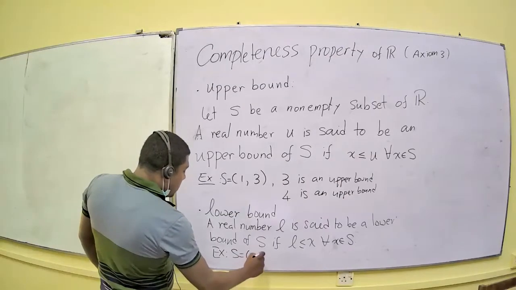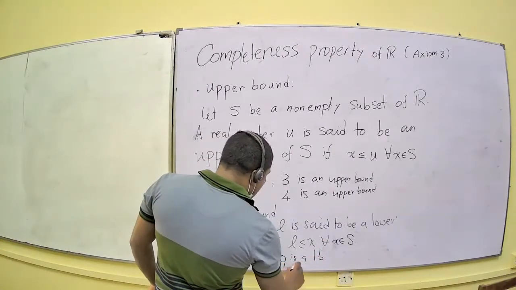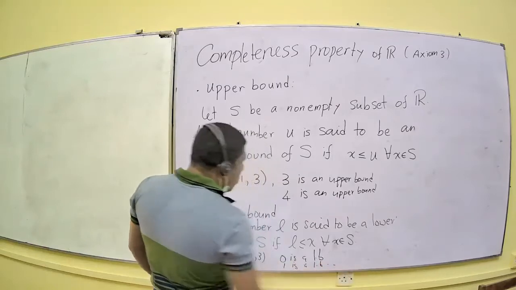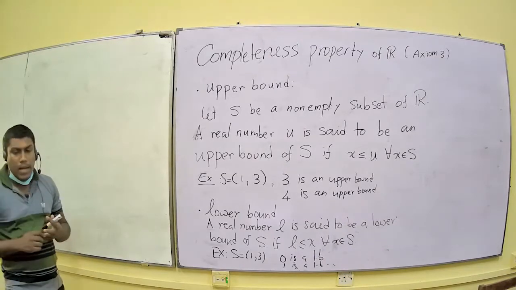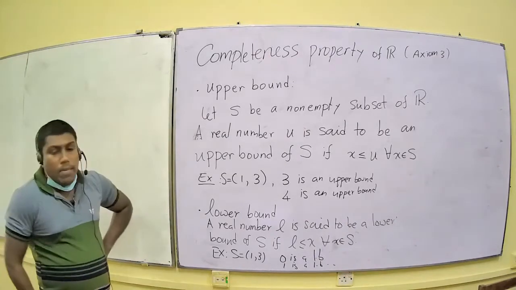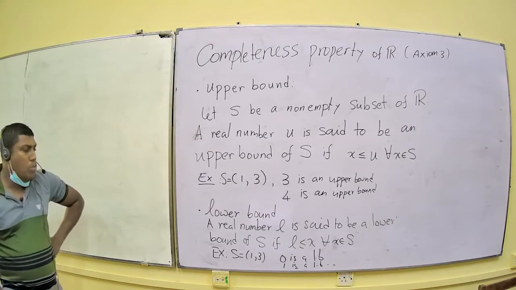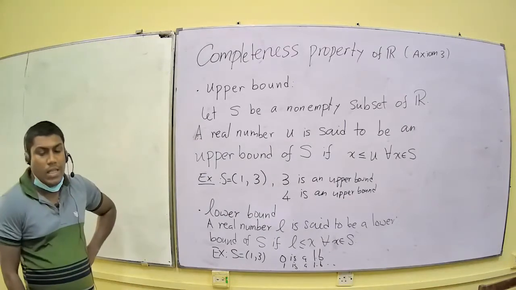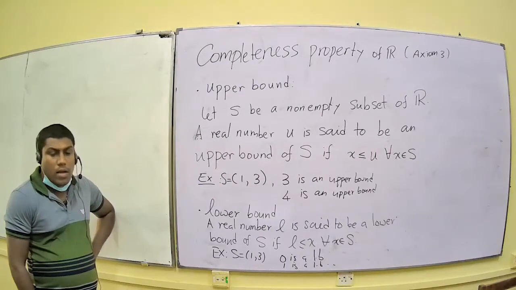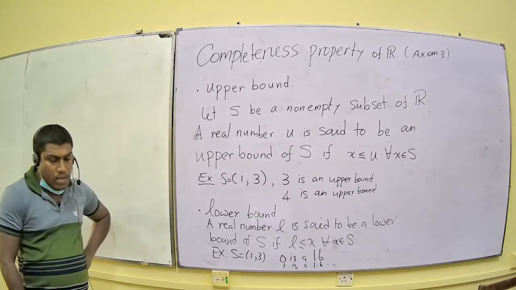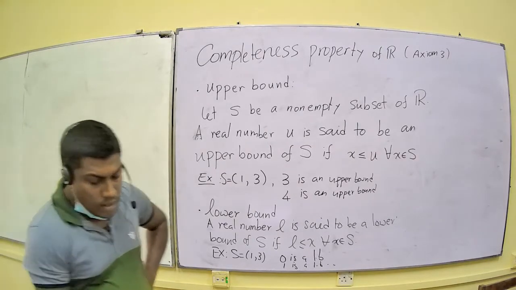S is equal to the interval from 1 to 3. 0 is a lower bound, 1 is a lower bound, and so on. You can say -1 is a lower bound, -100 is a lower bound. It doesn't matter, as long as every element in the set is larger than or equal to the lower bound. Any number which is smaller than or equal to all the elements in the set is called a lower bound. So there is an upper bound and a lower bound for a non-empty set. Once again, you can think of upper bounds and lower bounds of the set.